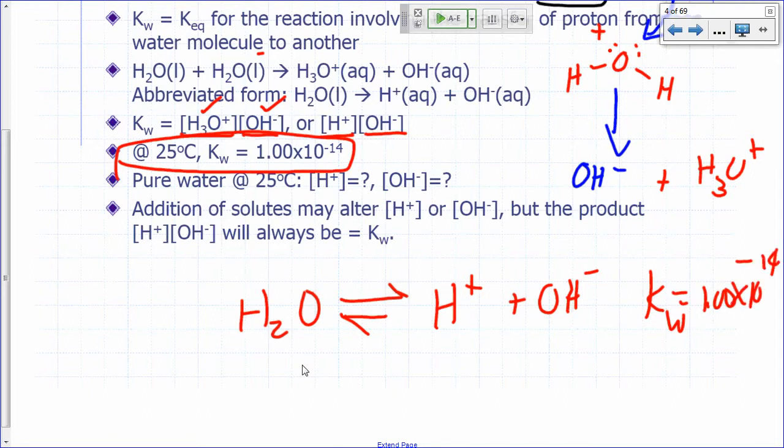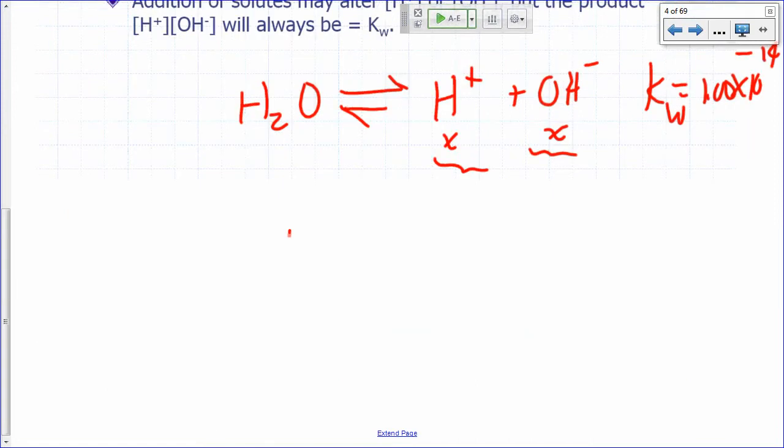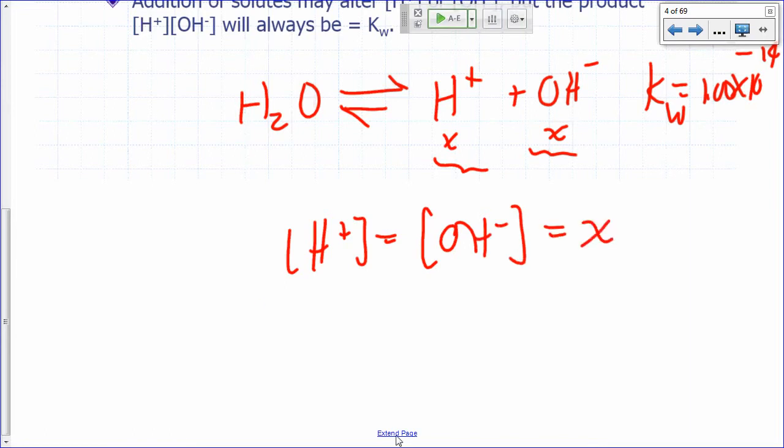Is 10 to the negative 14 a very big number or a very small number? Very small. So you're going to have just trace amounts of hydrogen and hydroxide ions in pure water. If you make X moles of H plus, then you're also going to make X moles of hydroxide. So in pure water, you're always going to have equal amounts of hydrogen ions and hydroxide ions. So how would we solve for X here? H plus and hydroxide would be the same, so let's say it's equal to X.